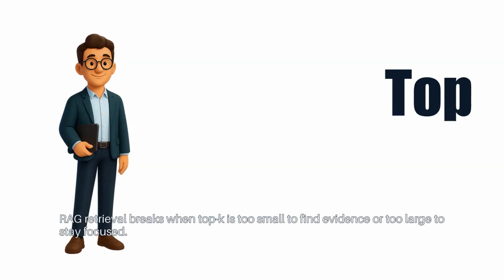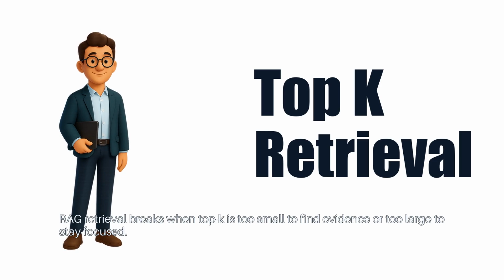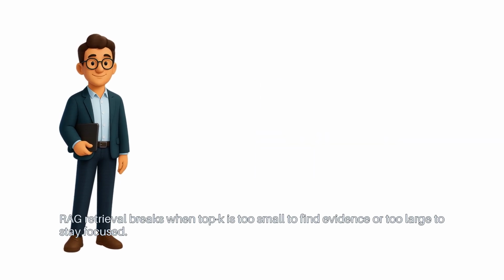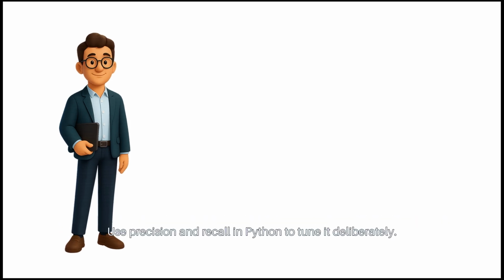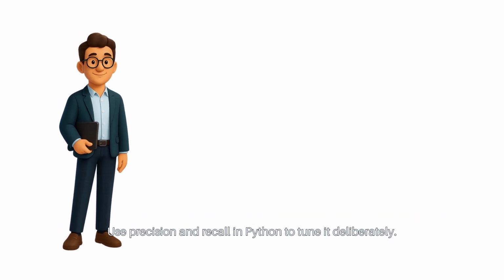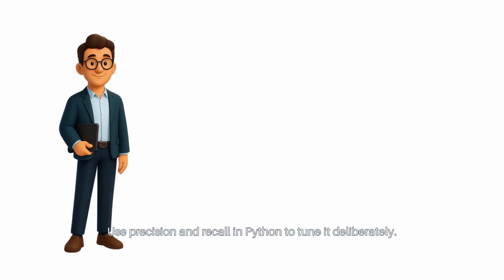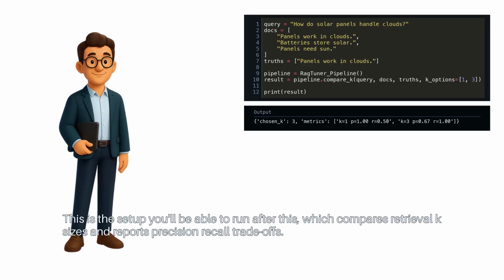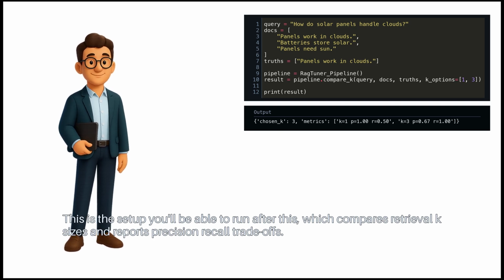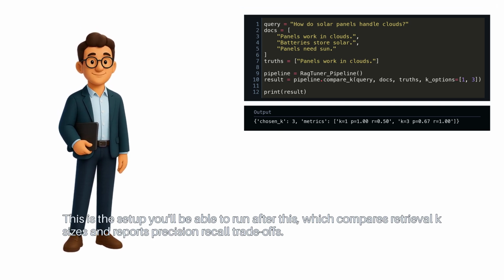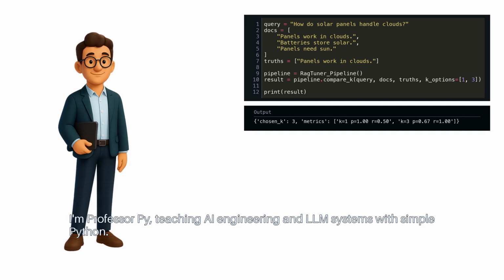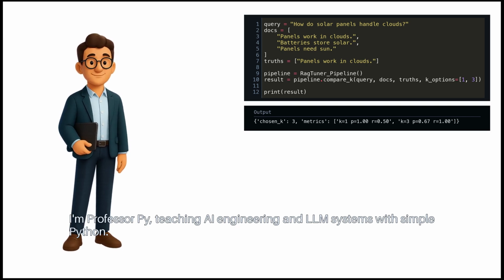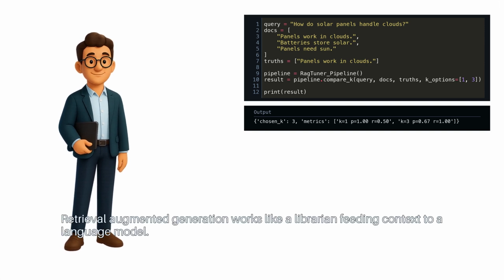RAG retrieval breaks when top K is too small to find evidence or too large to stay focused. Use precision and recall in Python to tune it deliberately. This is the setup you'll be able to run after this, which compares retrieval K sizes and reports precision recall trade-offs. I'm Professor Pi, teaching AI engineering and LLM systems with simple Python.